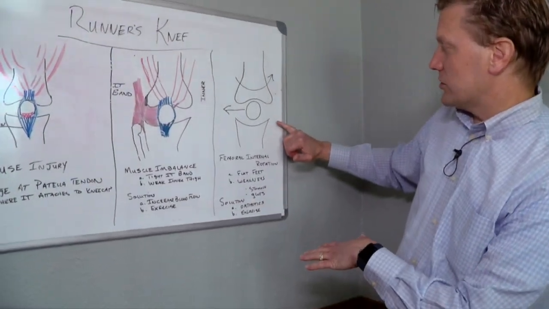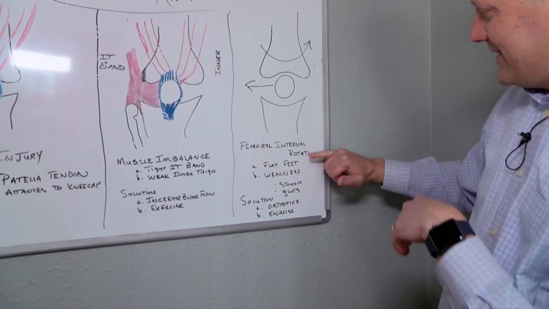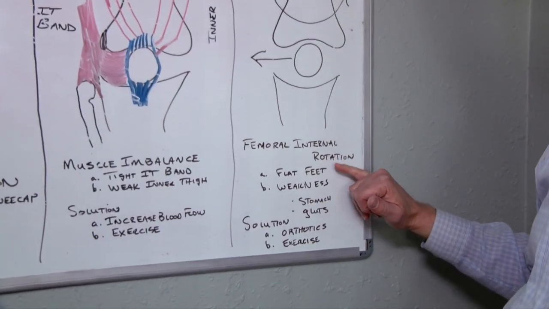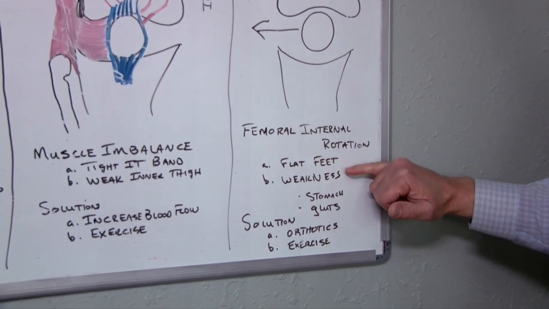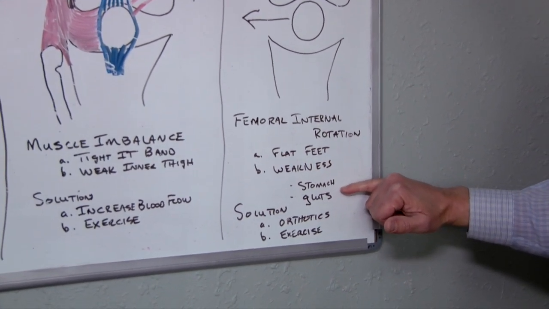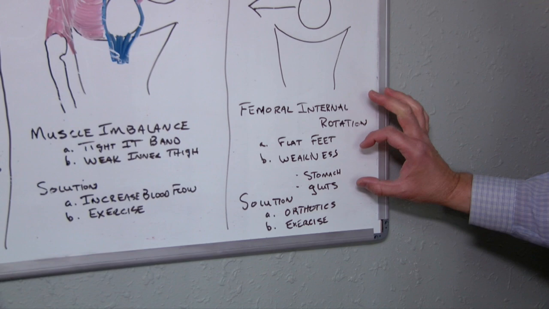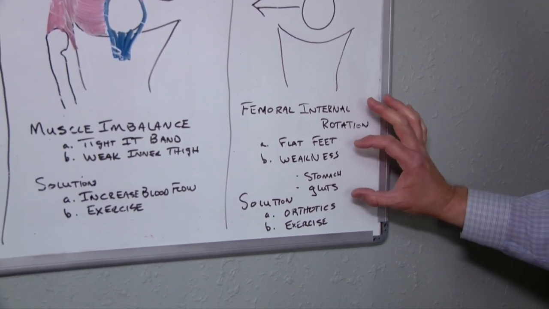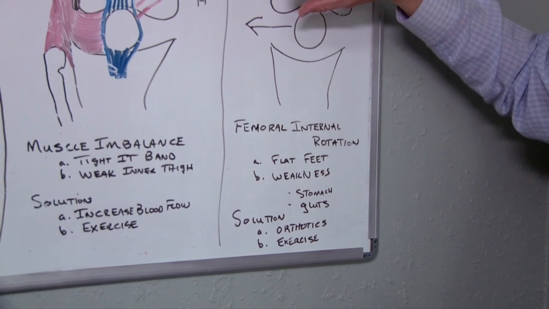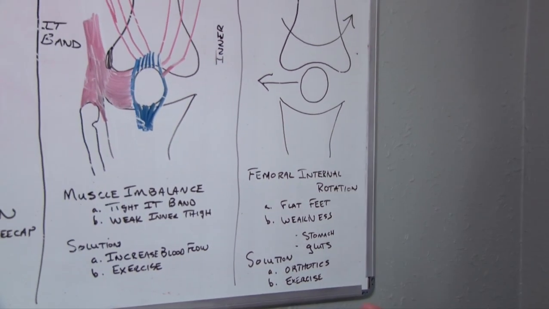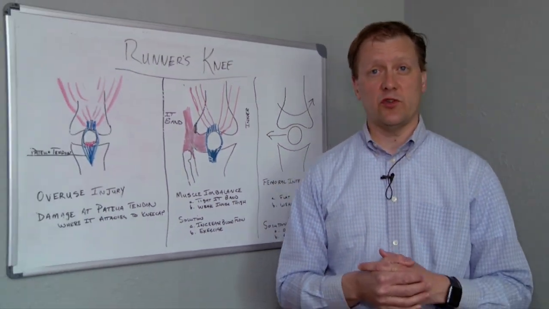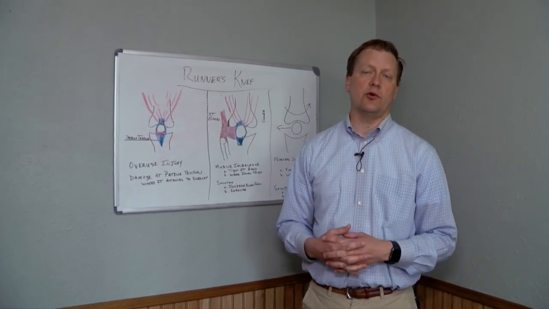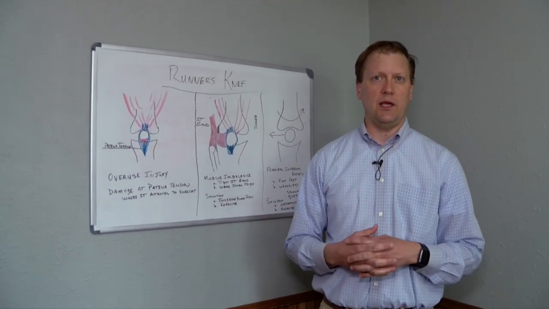So femoral internal rotation typically is caused by flat feet. You would want to consider getting an orthotic. It is also caused by weakness in our gluteal muscles as well as our stomach muscles. So there's some very, very specific exercises that you'd want to learn to strengthen those areas so you don't get that femoral internal rotation. Again, you'd want to come and talk to a physical therapist to try to determine exactly why this is occurring and develop the right program for you to reduce the pain.